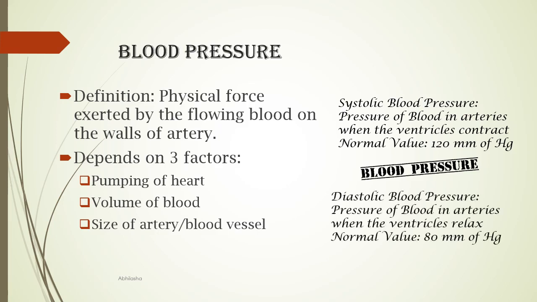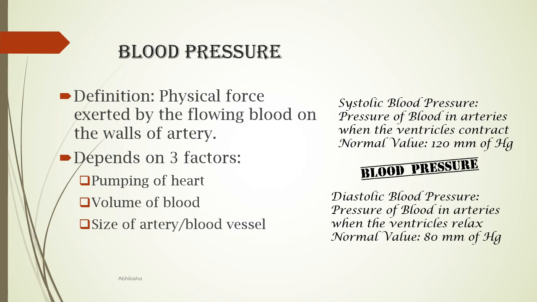The systolic blood pressure is the pressure of blood in arteries when the ventricles contract. The normal value is 120 millimeters of Hg. The diastolic blood pressure is the pressure of blood in arteries when the ventricles relax. The normal value is 80 mm of Hg.